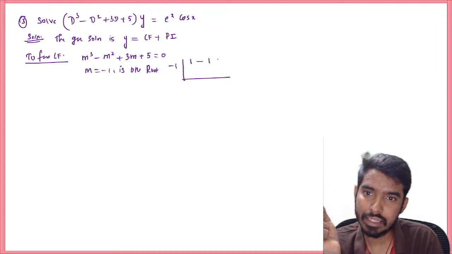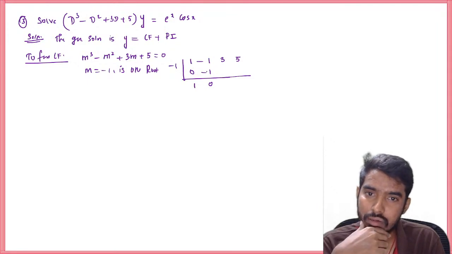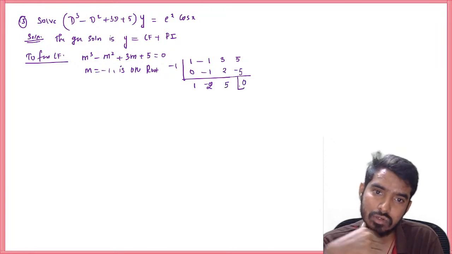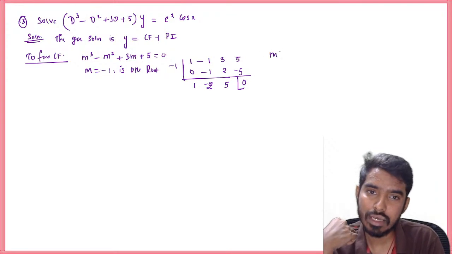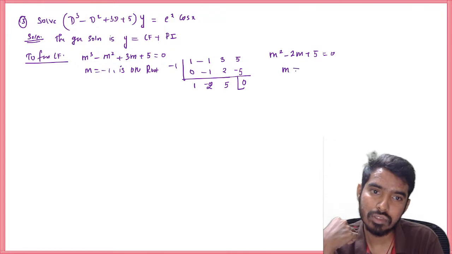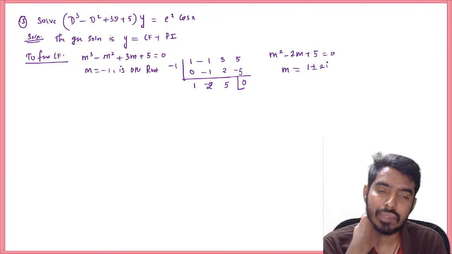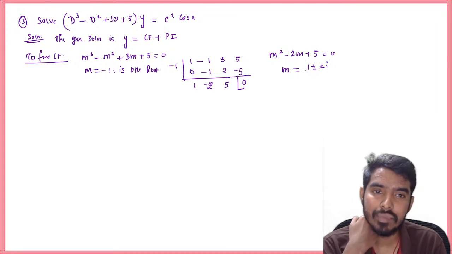So 1, minus 1, 3, 5. So 0, 1 plus 0 is 1, minus 1 into 1 is minus 1. Add it up, you'll have 0. Minus 1 into 0 is 0, 3 plus 0 is 3... add it up, you'll have minus... minus 1 minus 2 is... 3 plus 2 is 5, this will be minus 5, is equal to 0. The other two roots are solutions of m square minus 2m plus 5 is equal to 0. To solve this, you will have m equal to 1 plus or minus 2i, using b square minus 4ac divided by 2a. So we will have this.